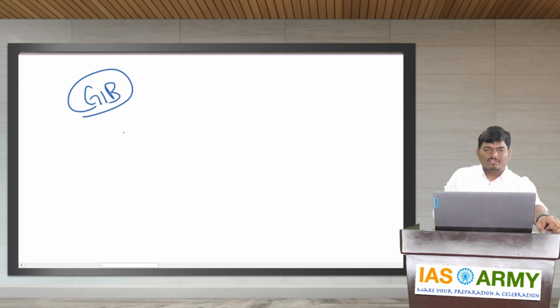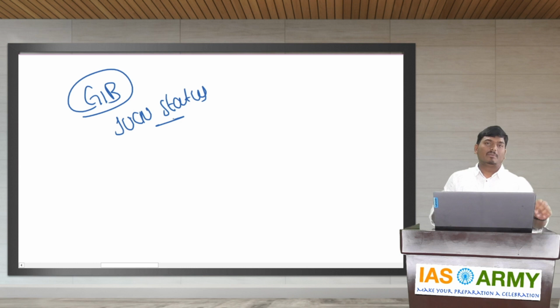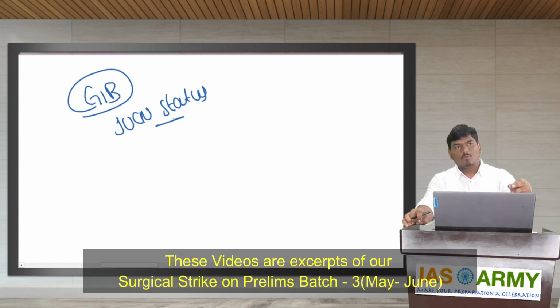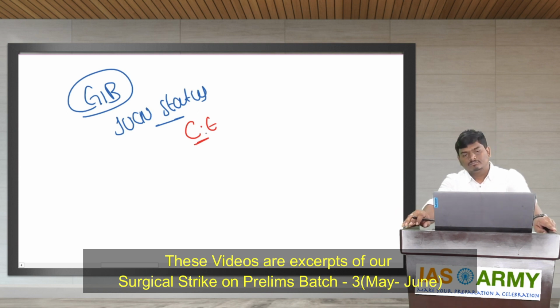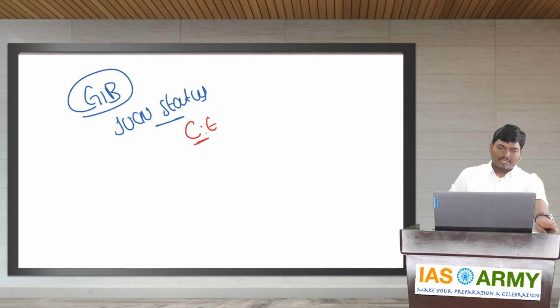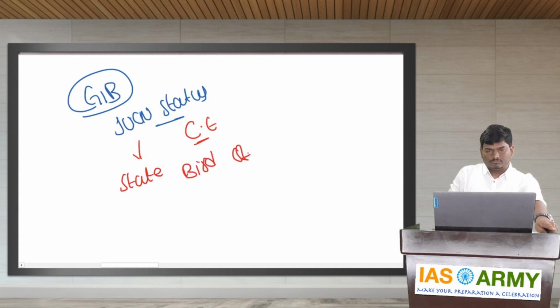What is the IUCN status of Great Indian Bustard? It is always in news. I expect all of you know about this. The IUCN status of Great Indian Bustard is critically endangered. Hope every one of you knows. And next, it is the state bird of Rajasthan.